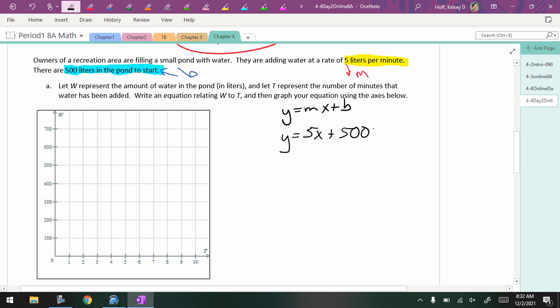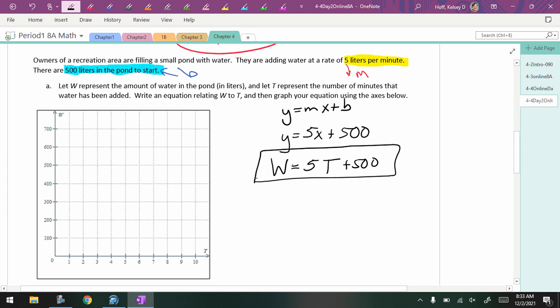Okay, now we got to go figure out our letters. Down here normally is which letter? X. They have a T. This one's usually Y, and it's W. So instead of Y equals 5x plus 500, this should be W equals 5t plus 500.